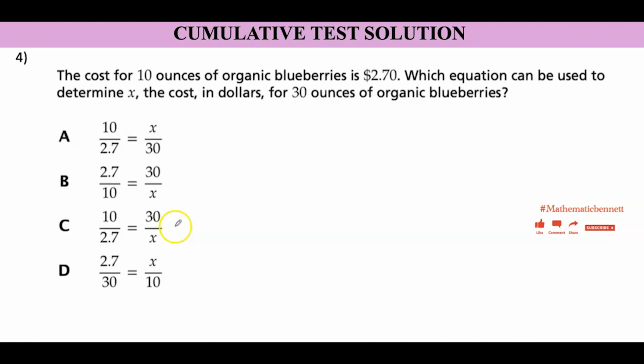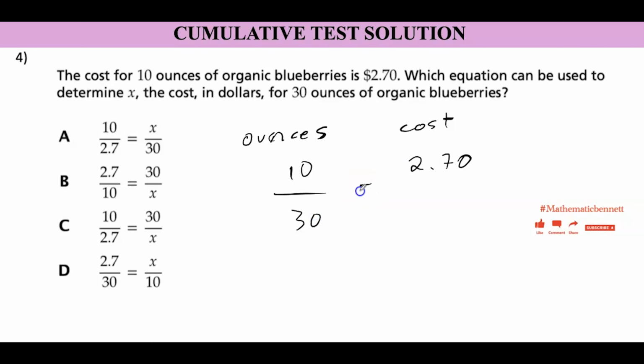The cost for 10 ounces of organic blueberries is $2.70. Which equation can be used to determine x, the cost in dollars for 30 ounces of organic blueberries? We can set up our proportion. We have ounces of organic blueberries on one side, and the cost on the other side. So 10 ounces would be equal to $2.70, and 30 ounces would be equal to how much? This is how our proportion would look.